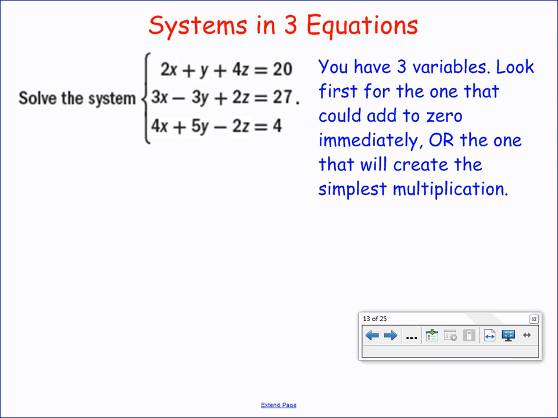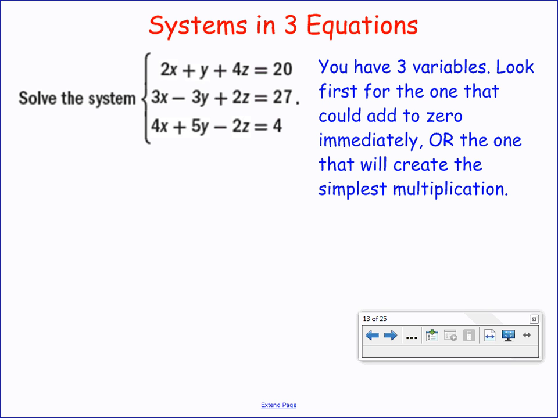In order to do that, however, we need to get rid of one of those variables in 2 different ways. And so first thing I need to do is scan my system, and I want to look for the first one that could add to 0 immediately, getting rid of one of the variables, or that will create the simplest multiplication. Again, I'm trying to get rid of the same variable in 2 different ways.